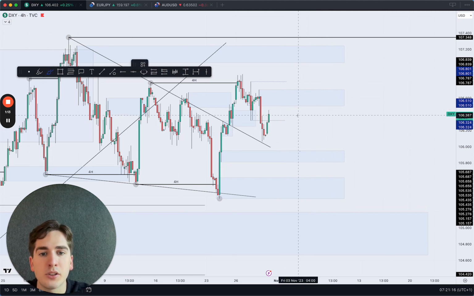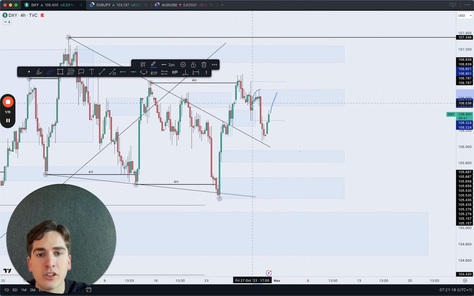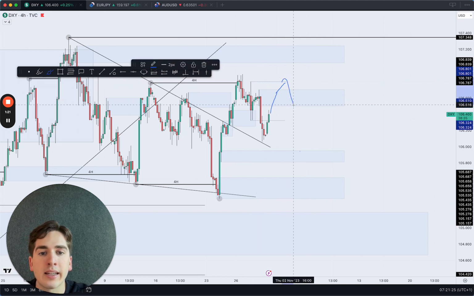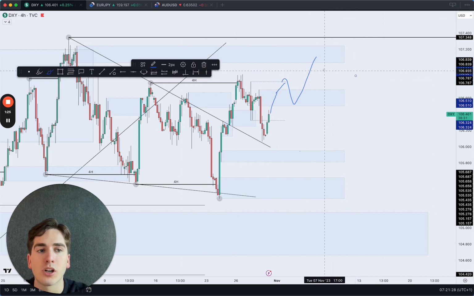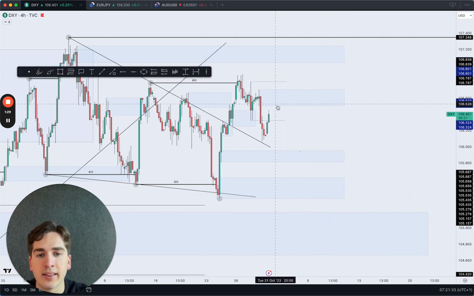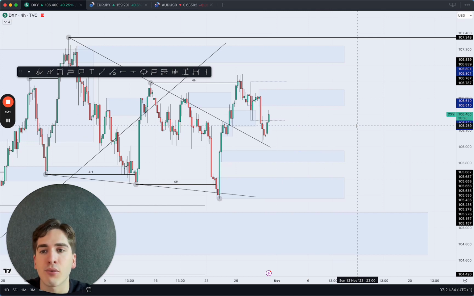But of course, if we do move up in towards this refined point of interest and we see it get broken and ultimately we spike above this high, then of course I'll be looking to trade the flip and trade this higher up in towards 107 approximately. So that's it for the dollar index. You're nearing this area of supply, so just keep an eye out for that.